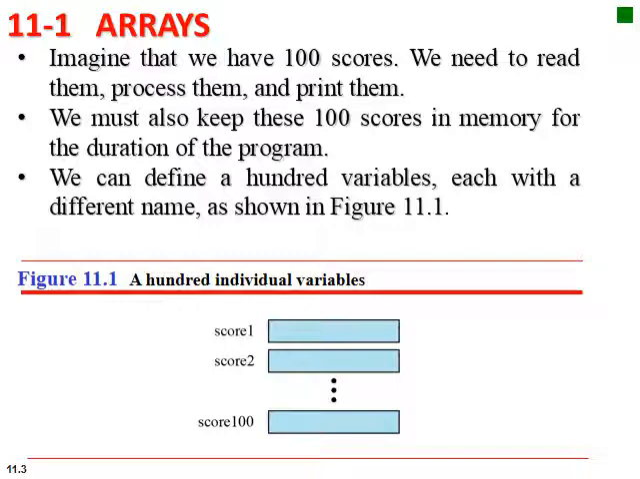So one way we can do this is to keep these 100 scores in memory for the duration of the program. To be able to remember them, we have to define variables to remember each of those scores, and typically it's going to be 100 of them. Each of them will have a different name. For example, the first score would be known maybe as score 1, the next one score 2, and so we continue until we get score 100.